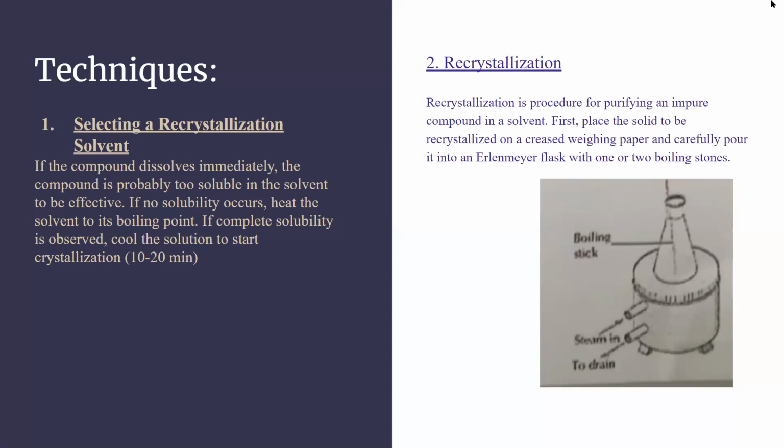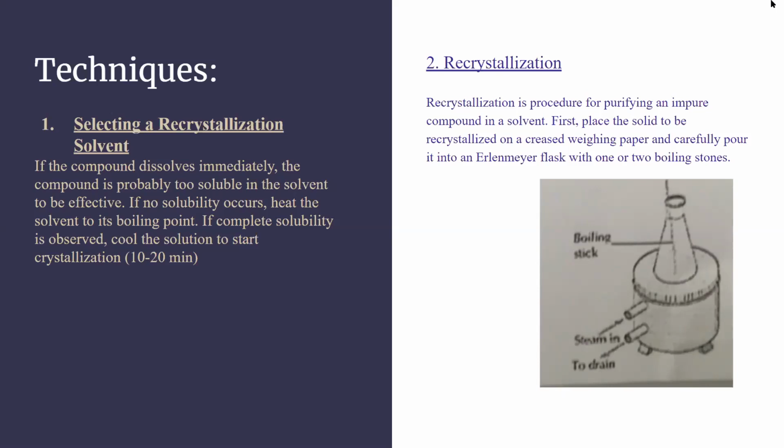So the techniques used in this lab were, one, selecting a recrystallization solvent. A little background: if the compound dissolves immediately, the compound is probably too soluble in the solvent to be effective. If no solubility occurs, heat the solvent to its boiling point. And if complete solubility is observed, cool the solution to start crystallization for about 10 to 20 minutes.